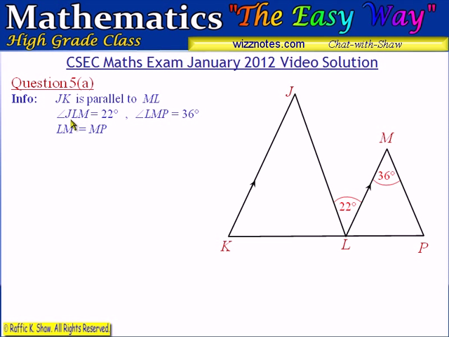Alright? It also gave us angle JLM as 22 degrees. That's this one. JLM, 22 degrees. Angle LMP is 36 degrees. And the question also said that the length of LM is equal to MP, but there's no indication on the diagram of that. So let's put that in first, right? That LM is equal to MP in length. So we can place these marks on the lines to indicate that they are equal.